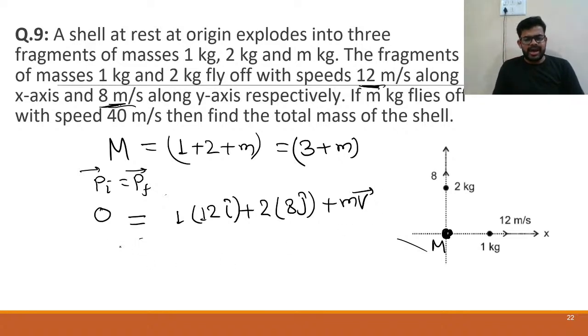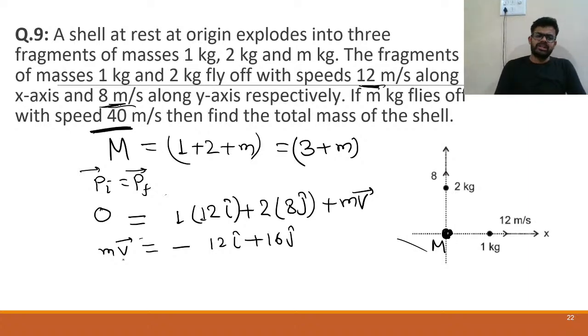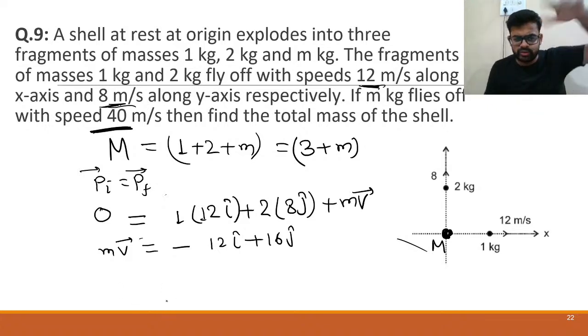Okay. So finally, what I am getting here is mv vector equal to minus 12 i cap plus 16 j cap. But in the question it is given that the third fragment is moving with a speed of 40 meter per second. Its speed is given, so we can do one thing: let us square both sides.